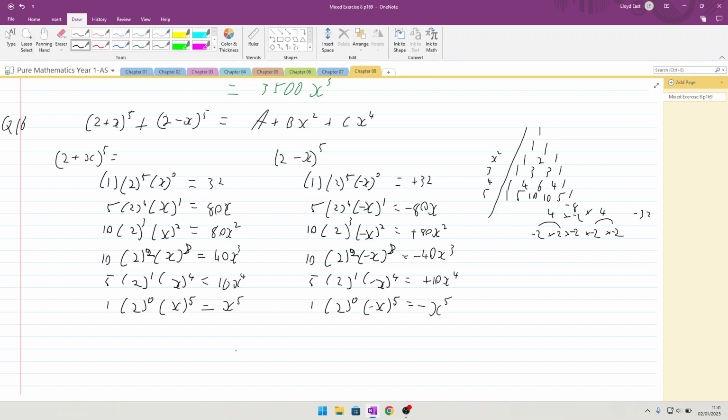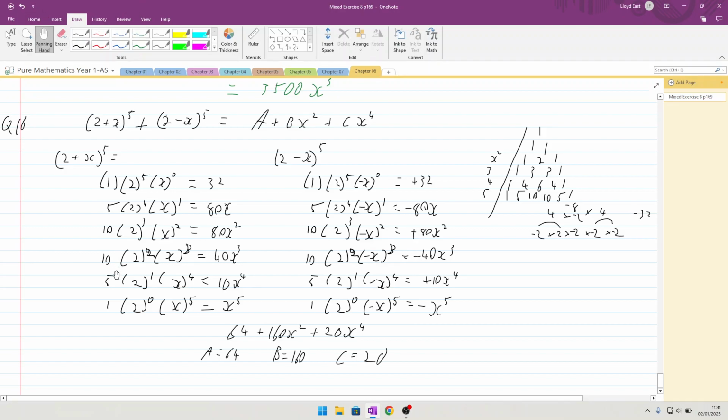So 32 and 32 is 64. That's better because that gives me my a value. Then my x values cancel. Then I get 160x squared from the 80x squared and 80x squared. The x cubes cancel. I get 20x to the 4 and the x to the 5's cancel, giving me a equals 64, b equals 160, and c equals 20.